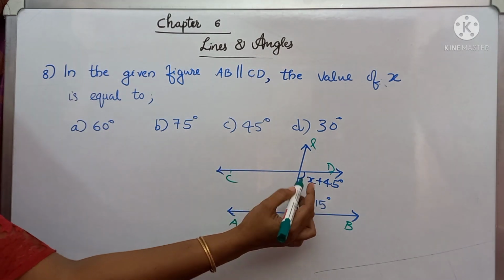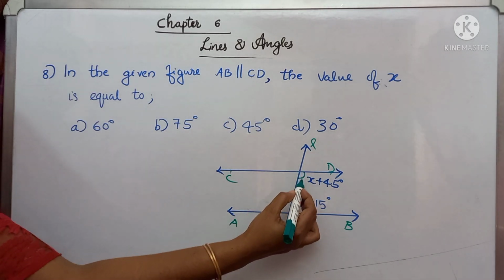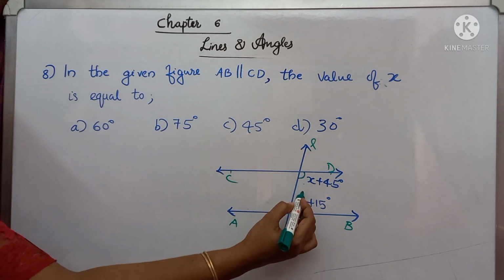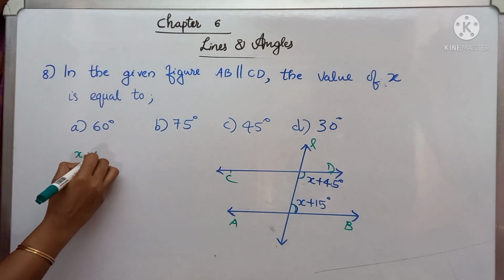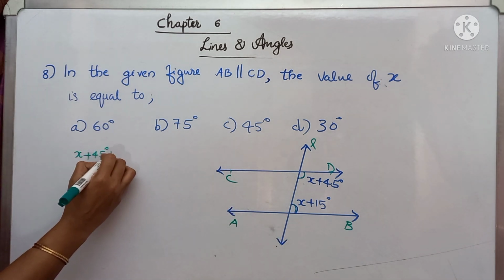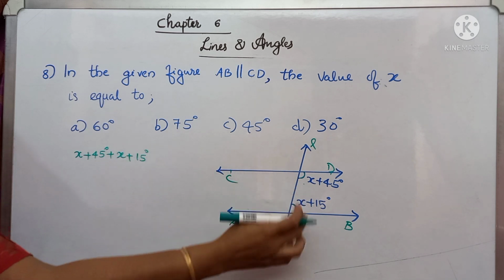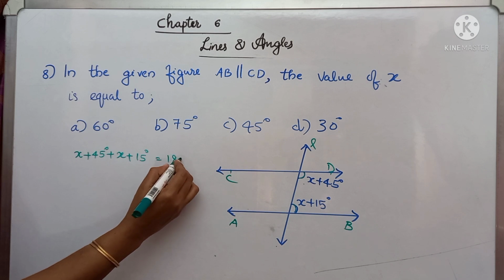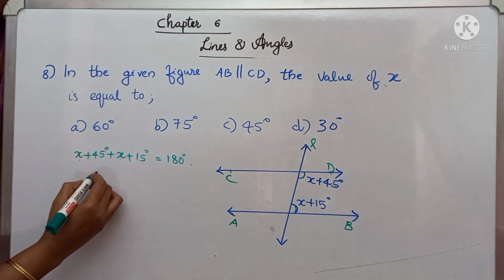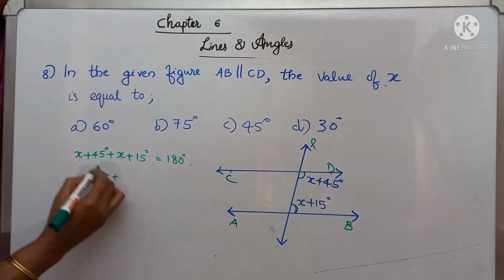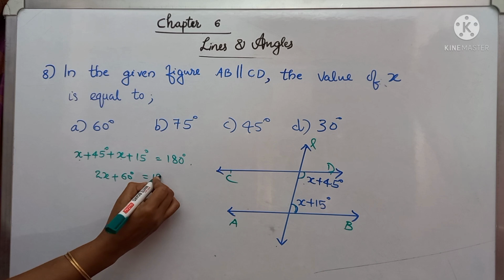So these two angles are the interior angles on the same side of the transversal. The interior angles on the same side of the transversal are supplementary. So we can add these two angles, and we get the sum 180 degree. Then x plus x is 2x here. 2x plus 45 plus 15, which is 60 degree, is equal to 180 degree.